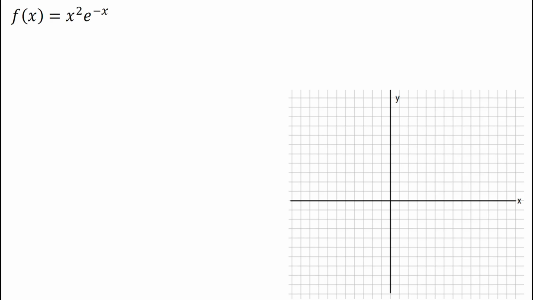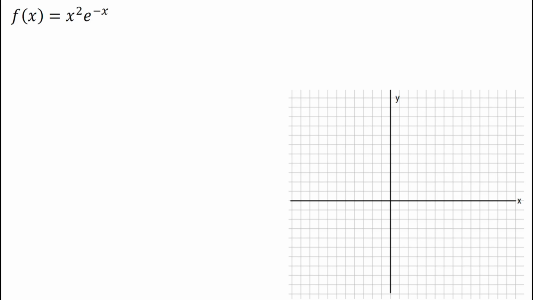All right, our next function here is the function x squared e to the negative x. So as we look at x squared e to the negative x, we're definitely going to have to think about some asymptotes this time, potentially. Not guaranteed, but certainly a possibility of some asymptotes. But first we'll start off with just our x and y intercepts here.